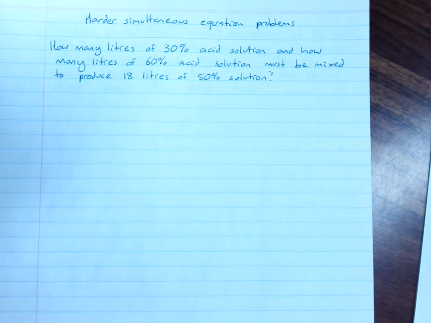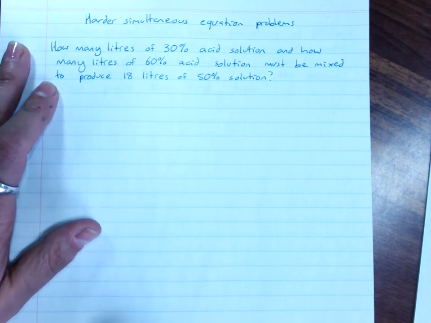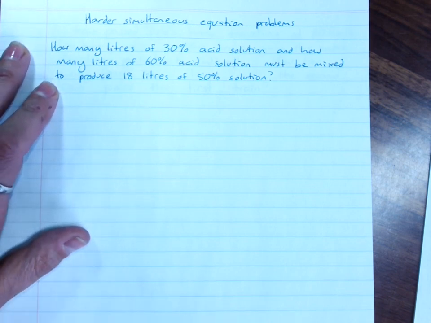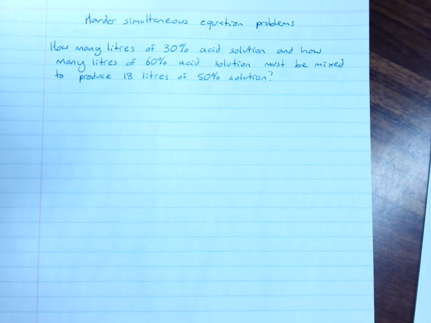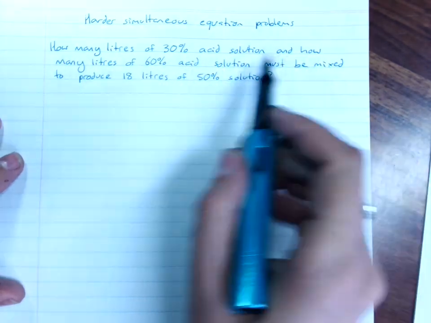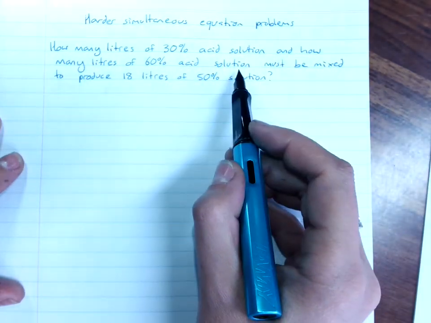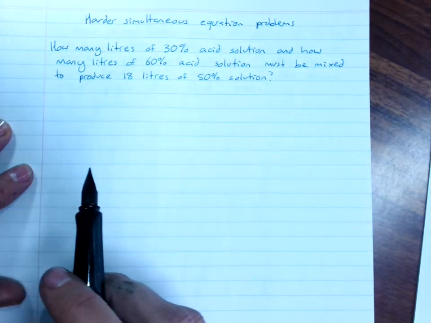Harder simultaneous equation problems. I'll cover a concentration or a mixture problem and a distance speed time problem. How many litres of 30% acid solution and how many litres of 60% acid solution must be mixed to produce 18 litres of 50% solution?